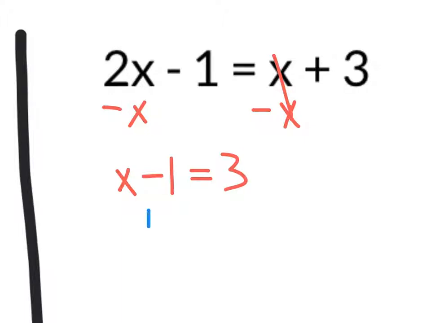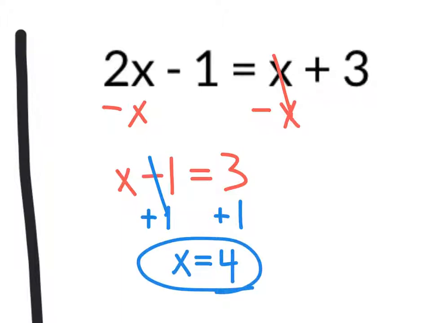Then I could add this one over here, add this one over here. That's going to cancel, giving me x equals 4. So this has a solution of x equals 4. If I took this and plug it back in here, that's 2 times 4 is 8, minus 1 is 7, equals 4 plus 3 is 7. We can test that and see that that works out.